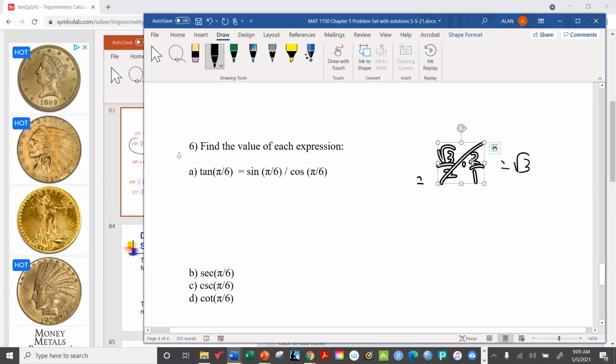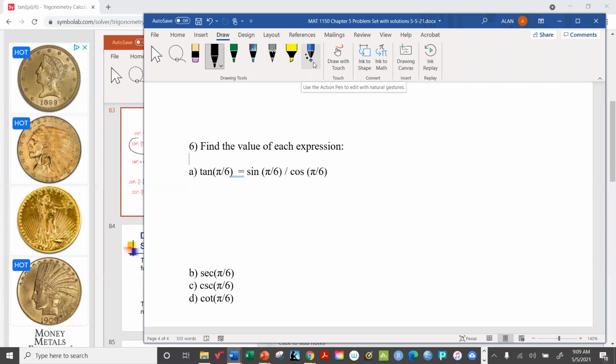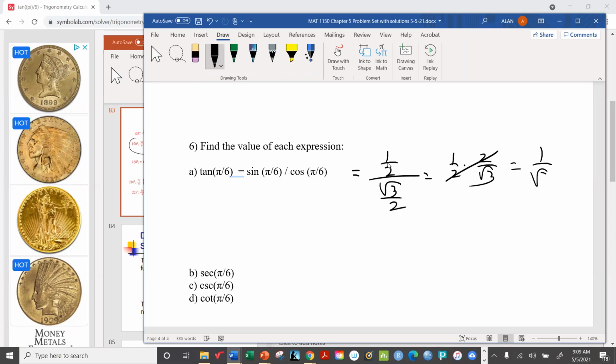Let's try that again. Sine pi, I got the wrong one. No, I didn't. Oh, yes, I did. Sorry. You know what I did? I got the order backwards. That's what the problem was. Now we're talking. Because here, this is a radical. And then we can just multiply this by radical 3 over radical 3.